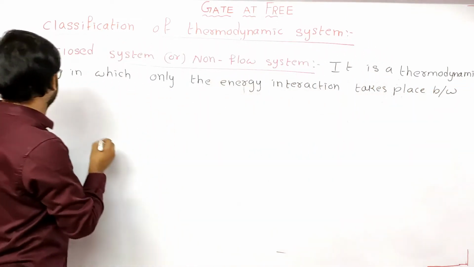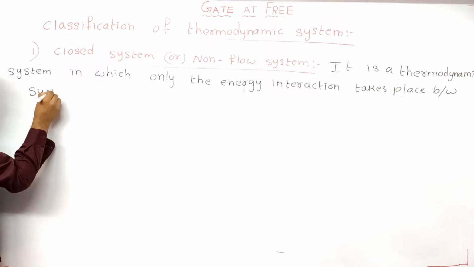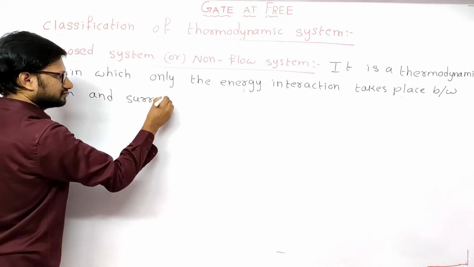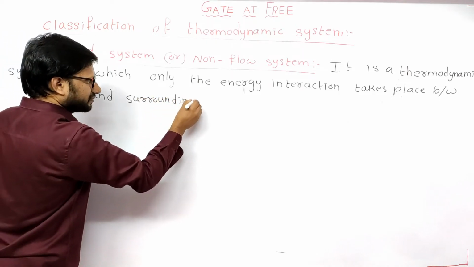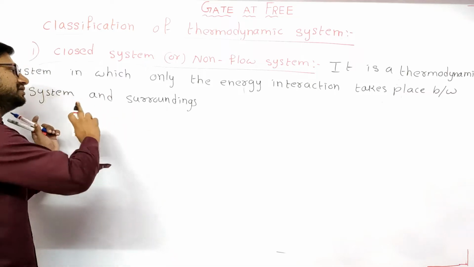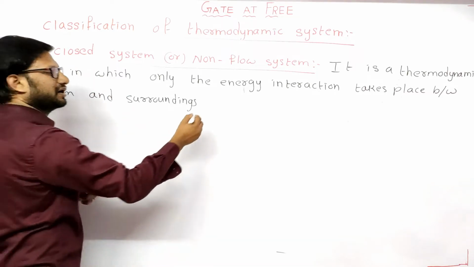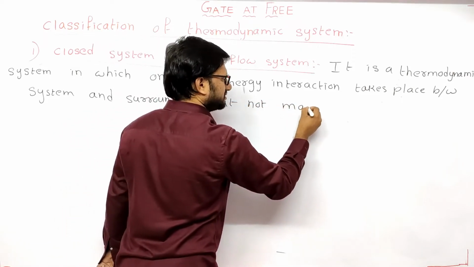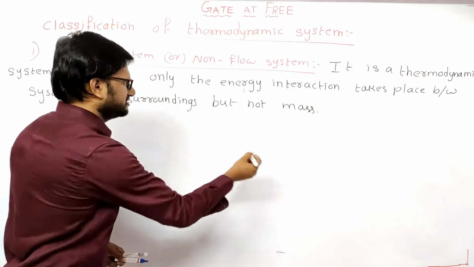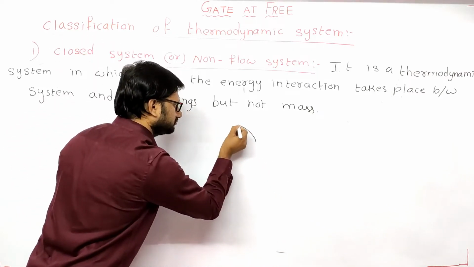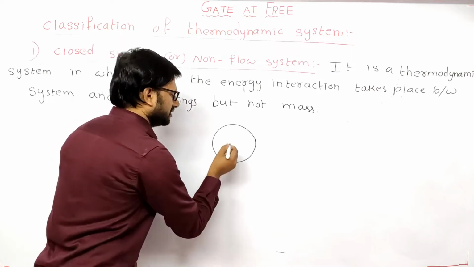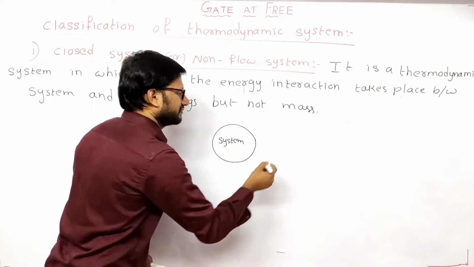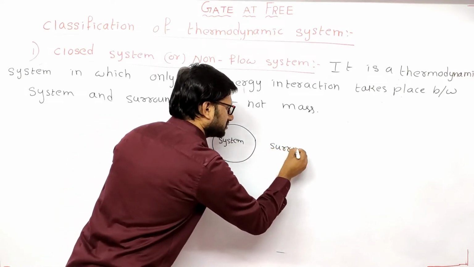between system and surroundings. There is only energy interaction between system and surroundings, but not mass. We will see in a simple diagram. Let us say this is the system and this is the surroundings.